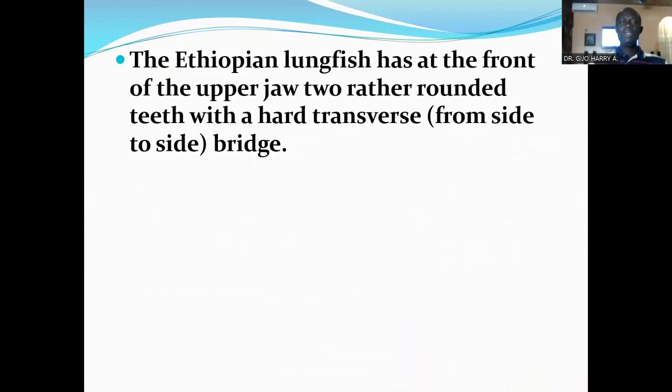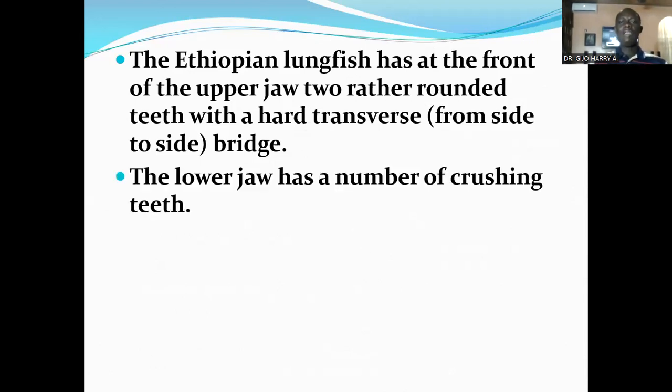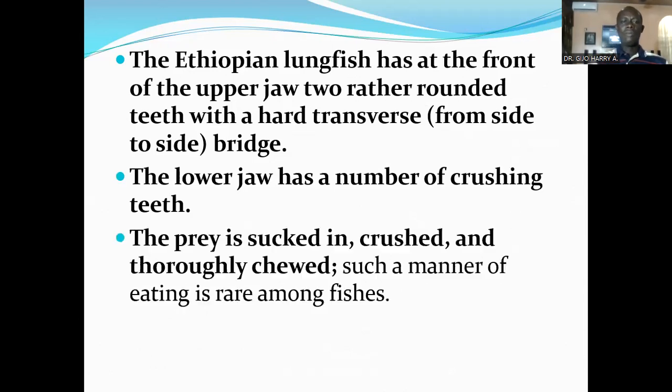The Ethiopian lungfish has at the front of the upper jaw two rather rounded teeth with a hard transverse bridge. The lower jaw has a number of crushing teeth. The prey is sucked in, crushed, and thoroughly chewed. Such a manner of eating is rare among fishes.